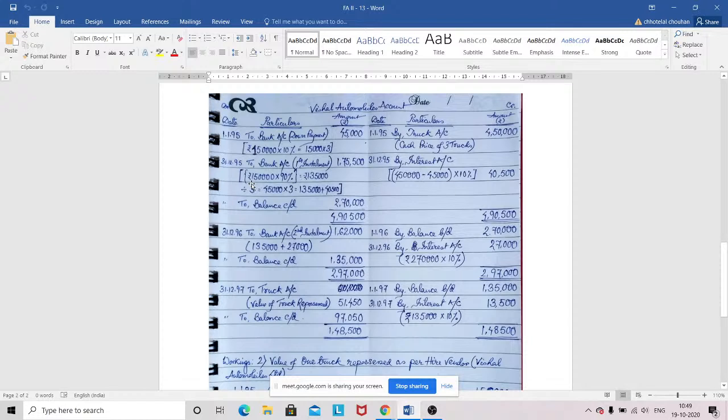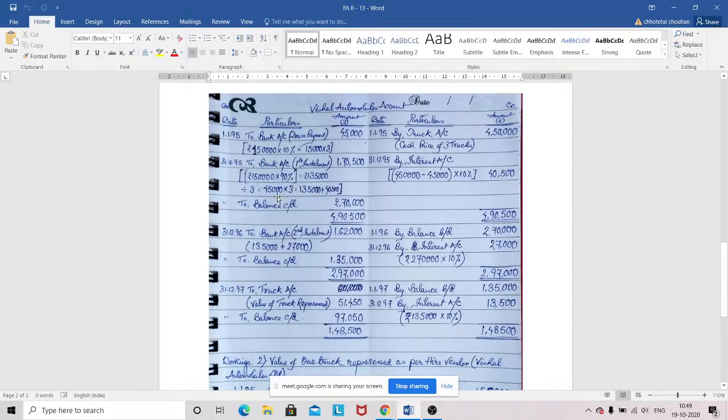1,50,000 is the cash price of one truck, out of which you have already paid 10%. So what is the remaining balance? Remaining balance is the 90%. So if I multiply 1,50,000 into 90%, 1,35,000 is the balance due. This is the total balance due, and this is to be paid in 3 equal installments, so divided by 3. So each installment value is rupees 45,000. I had calculated this earlier. Now for the 3 trucks it will be 45,000 into 3.